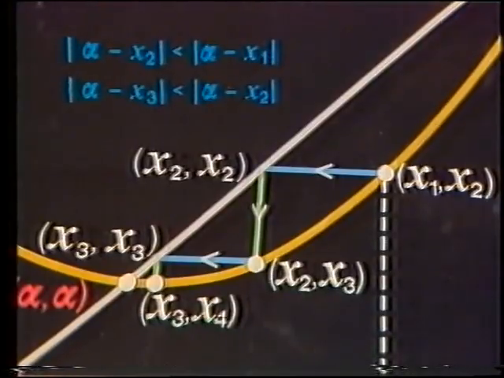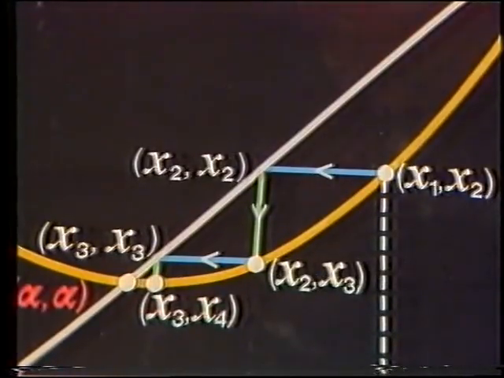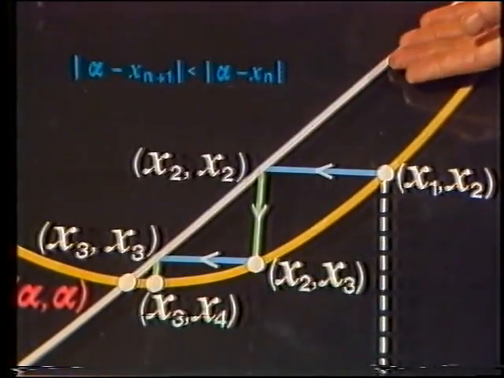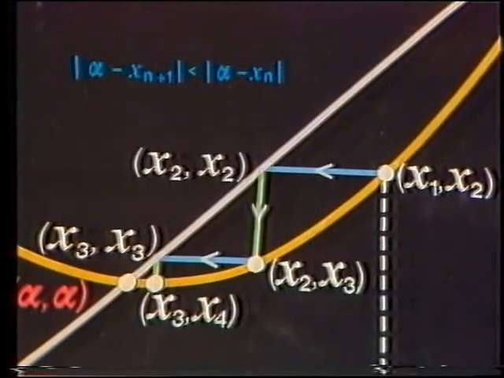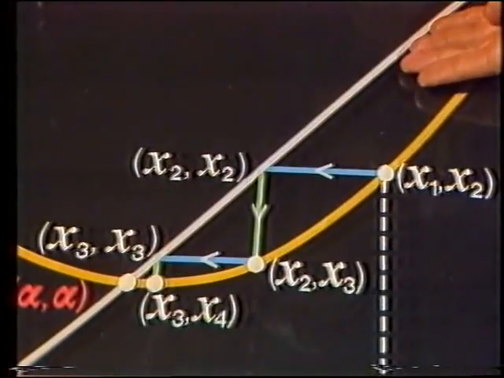And if each term is closer to alpha than the previous term, well, we can write that like this. Well, that looks like a reasonable idea for a condition for iteration to converge. But the picture gives us a more informative way of expressing this. We can rewrite this expression like this.